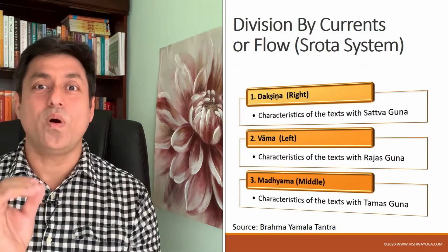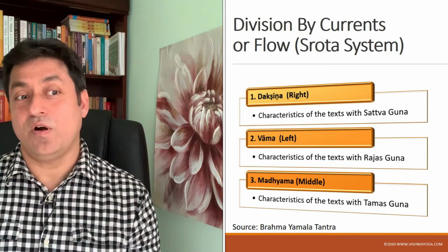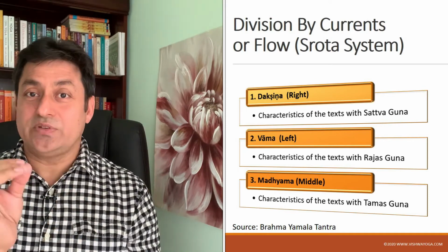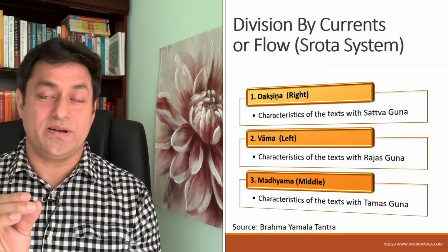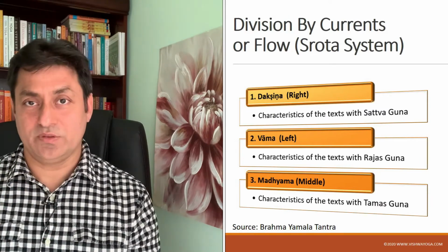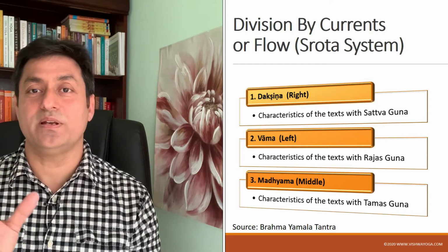Now moving to the division based on the Srota system, or the currents or flow of these texts. So Tantra is classified again into three types. One is called Dakshina, or the right hand path. Second one is Vama, the left hand path. And the third one is Madhyama, or the middle path, based on the characteristics of Sattva, Rajas and Tamas Guna respectively. I will visit these paths again in another video with more information.